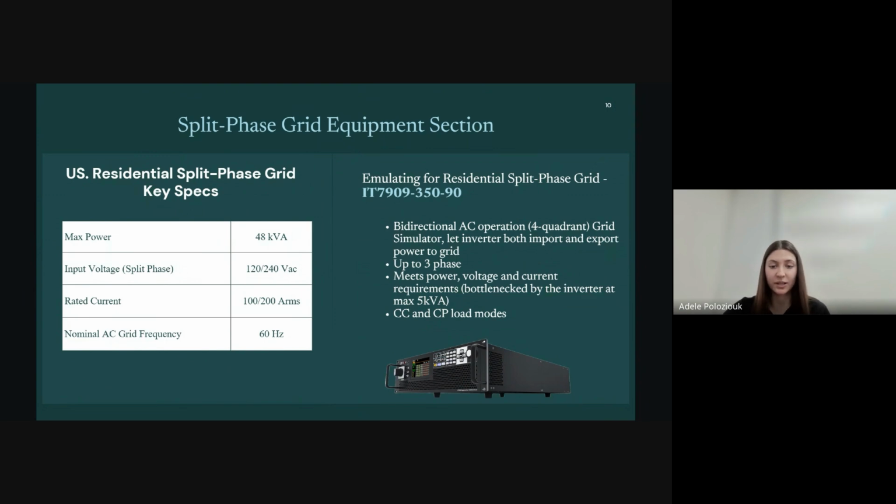Next, in emulating the AC power grid, this one in particular has 48 kVA of max power, but to actually emulate it, I don't need to do the full 48 kVA since it's limited to the amount of power our inverter can actually output, which in this case will be 5 kVA.